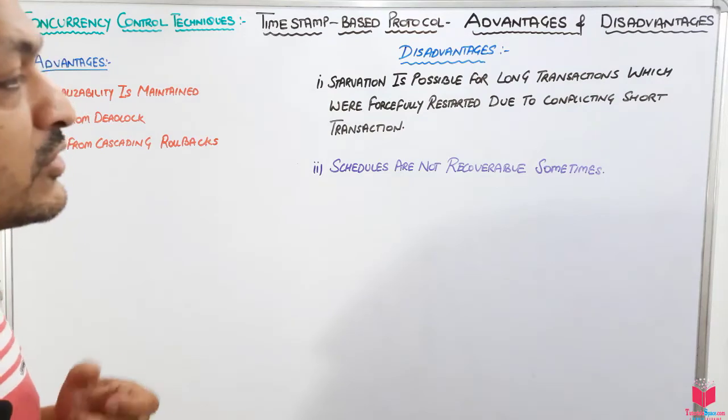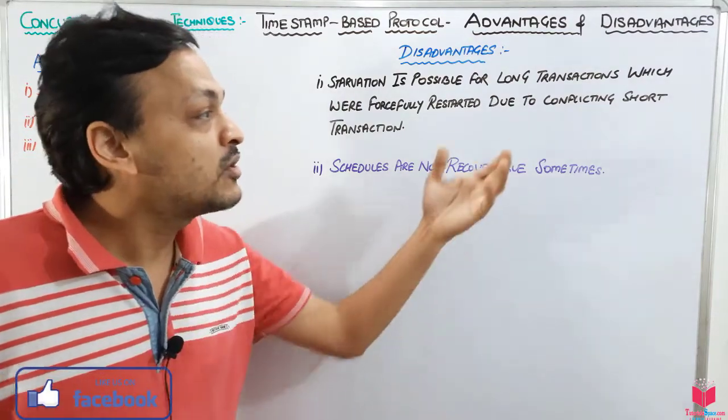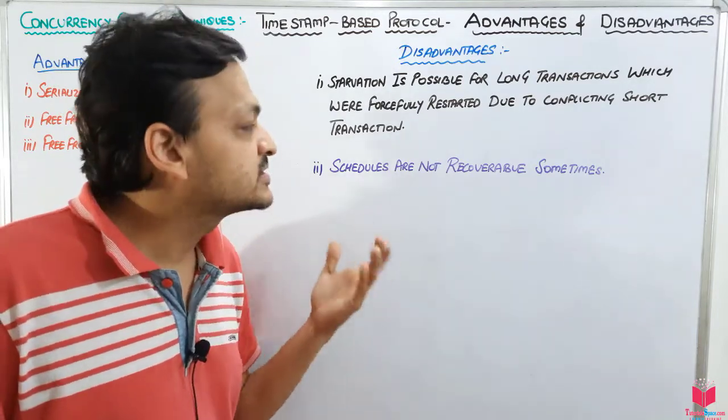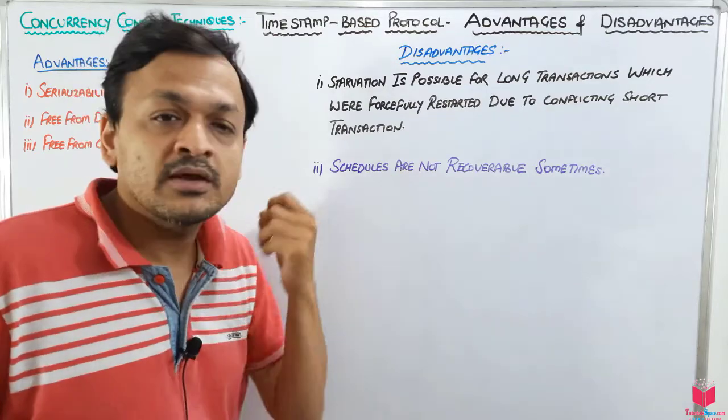Okay, the schedules are not recoverable sometimes. Here the schedules sometimes are not recoverable because of conflicting short transaction. We have to roll back again and again sometimes. So it's not recoverable sometimes.